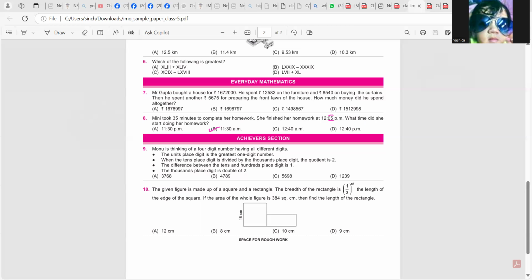So she started her homework at 11:30 a.m. Now to check 11:30, we can break this as 30 plus 5. So 11:30 plus 30 will be 12, and 12 plus 5 minutes is equal to 5 minutes past 12. So option B is correct. Very good. Now do number 9.